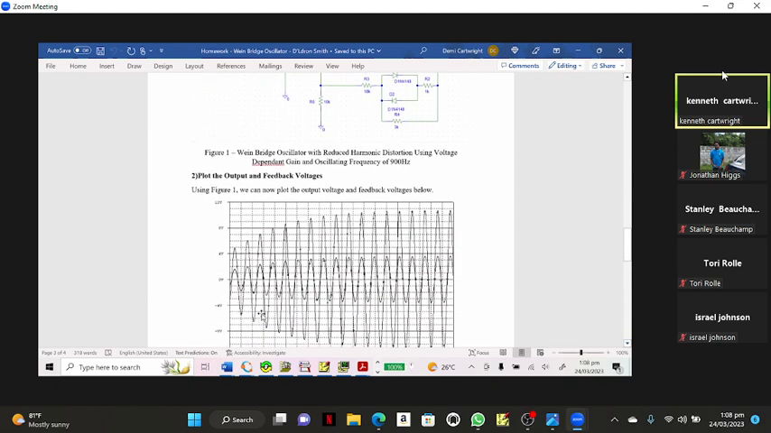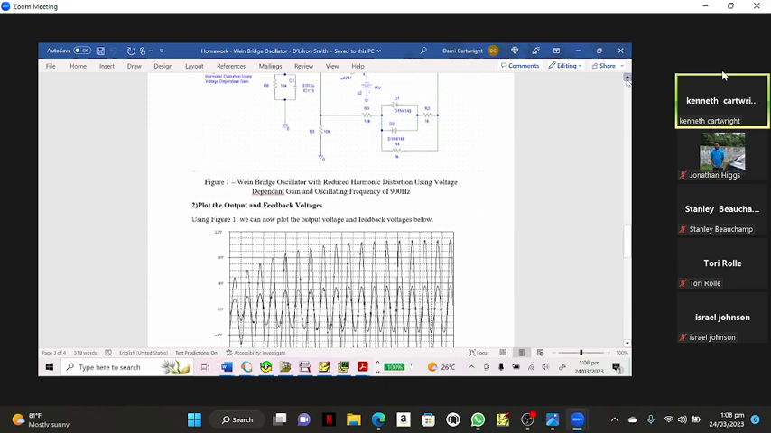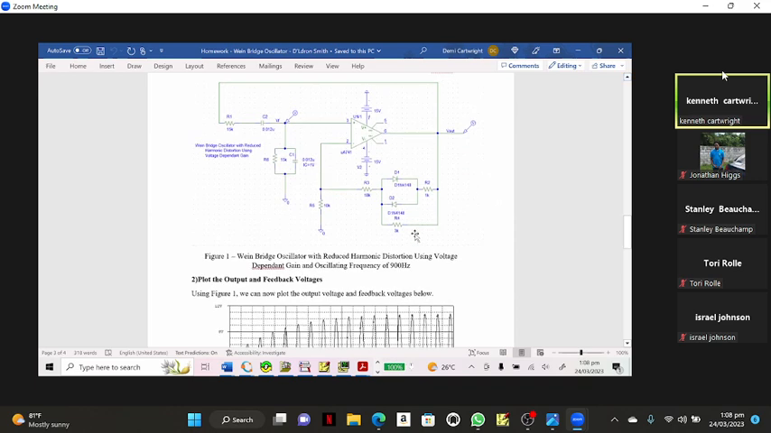The input climbs and climbs until it starts to reach a plateau. But before it can reach a plateau, the diodes kick on. The bottom one kicks on in the positive half cycle, and the top one kicks on in the negative half cycle. And when the diodes kick on, what's the gain of the op amp?